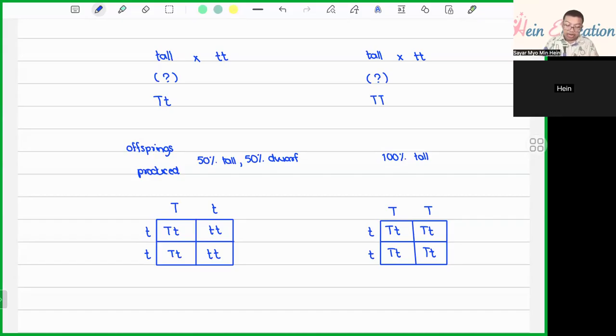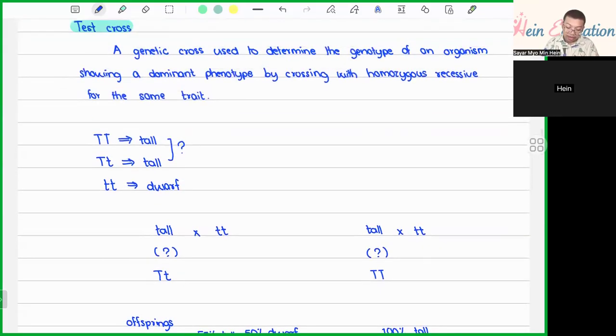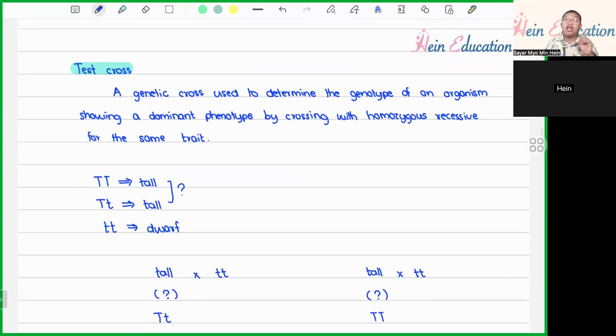So that's why a test cross is also another important concept that you cannot miss out. So I'll repeat one more time. A test cross is a cross used to determine the genotype of an organism which shows a dominant phenotype by crossing with a homozygous recessive for the same trait. So we have to cross with homozygous recessive. Okay, so now we got pedigree, we got test cross.